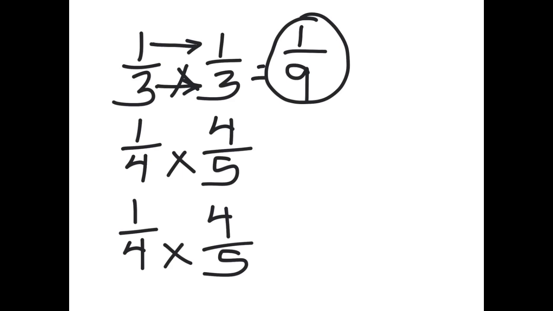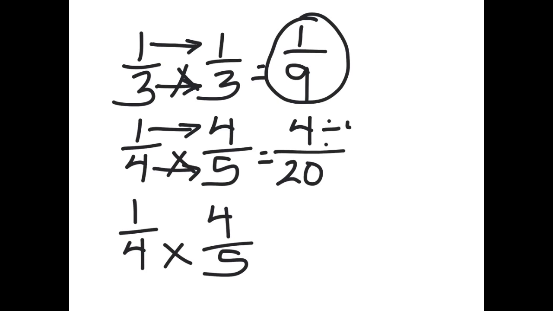So I have 1/9. If you move down to our next example, I have 1/4 times 4/5. Again, I'm going to multiply my numerators together. 1 times 4 is 4. Multiplying my denominators together, 4 times 5 is 20. I have 4 over 20, but I ask myself, is this in simplest form? And the answer is no, it is not. I can divide each of these by 4. So I'm taking 4 divided by 4, which is 1, and then 20 divided by 4, which is 5. So my answer is 1/5.